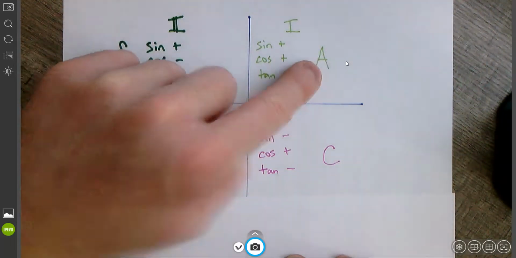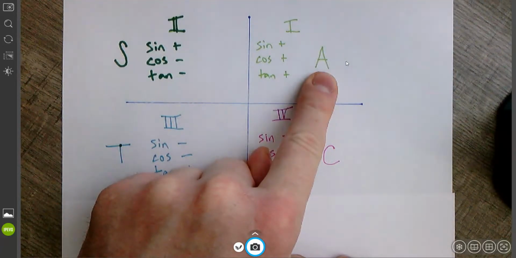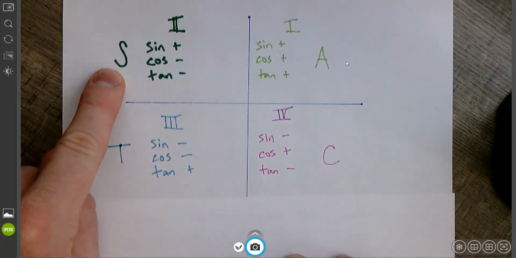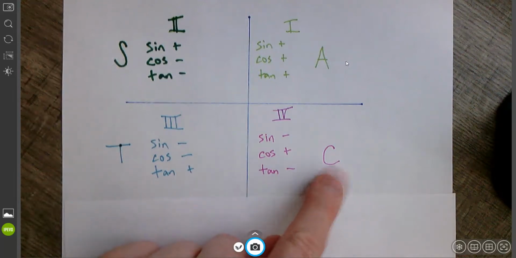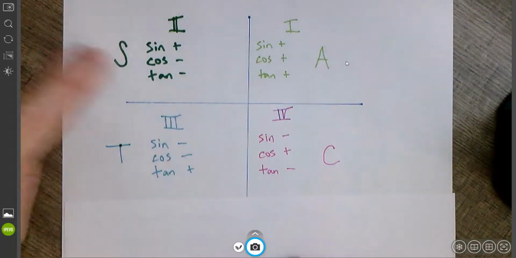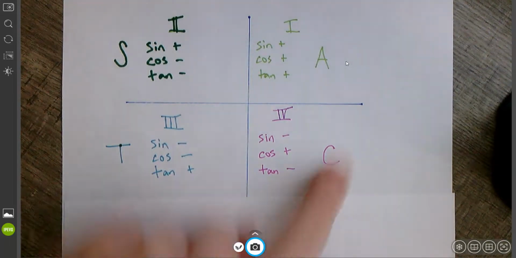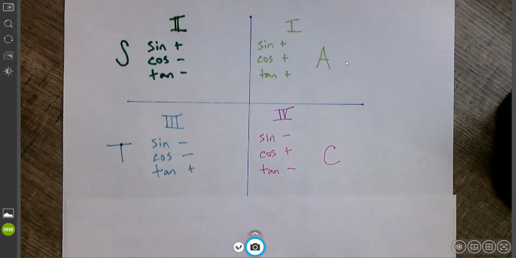So these letters here, A, S, T, and C, they actually represent which ones are positive in these quadrants. They are all positive in quadrant 1. Only sine is positive in quadrant 2. Well, and cosecant, but we'll get to that. Only tangent is positive in quadrant 3, and only cosine is positive in quadrant 4. And the acronym for this is All Students Take Calculus. That's how we can remember that. I've heard All Swimmers Taste Chlorine. I'm sure there are other more creative ones, but All Students Take Calculus is the one I got when I was in high school, and I still remember it.